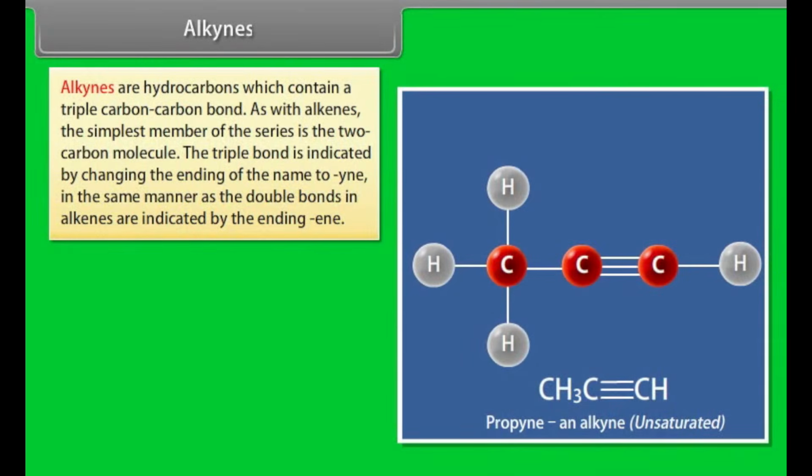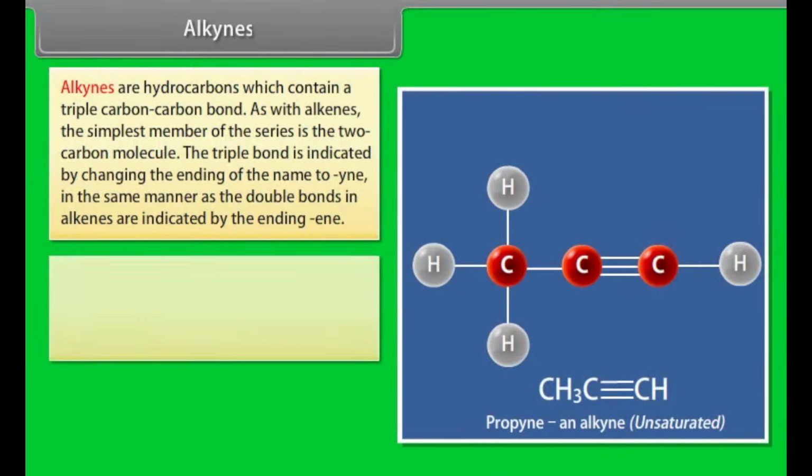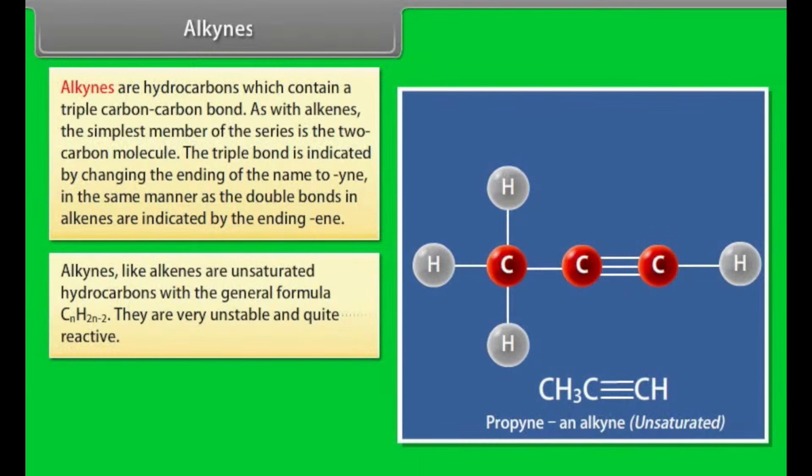Alkynes. Alkynes are hydrocarbons which contain a triple carbon-carbon bond. As with alkenes, the simplest member of the series is a 2-carbon molecule. The triple bond is indicated by changing the ending of the name to -yne, in the same manner as the double bonds in alkenes are indicated by the ending -ene. Alkynes, like alkenes, are unsaturated hydrocarbons with the general formula CnH2n-2. They are very unstable and quite reactive.